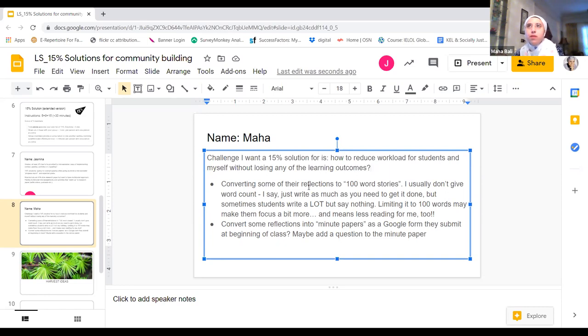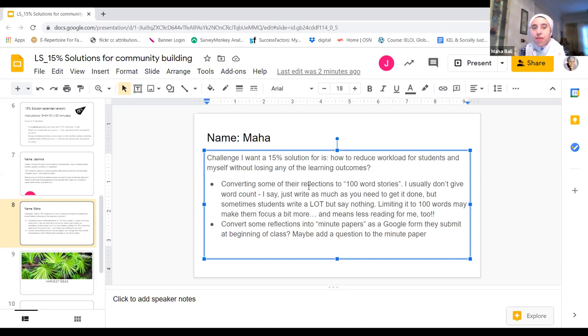And then the other thing that I could do sometimes, when something doesn't really lend itself to storying, instead of asking them to write the reflection free form, I could ask them to do a minute paper, but take it through a Google form. So the minute paper is just, what's the most important thing you learned, what questions remain in your mind. And that's often what I want to know if it's just one of those things.